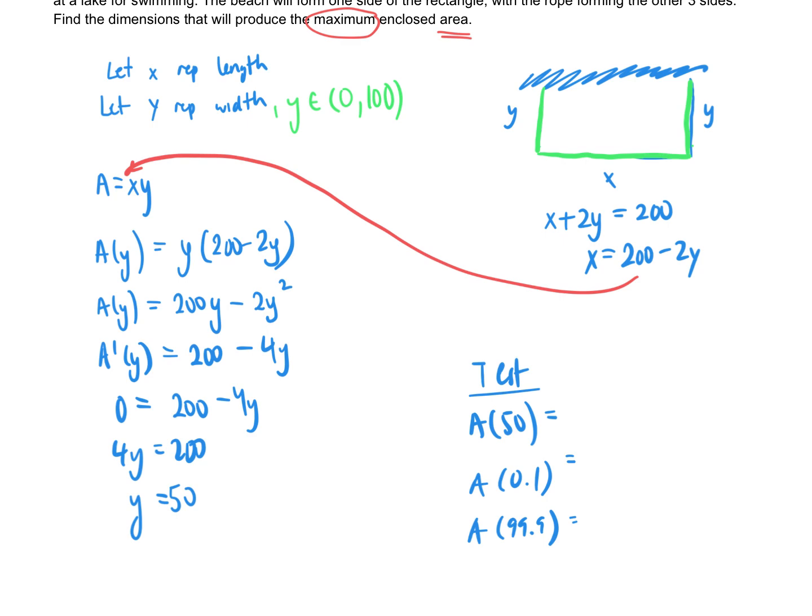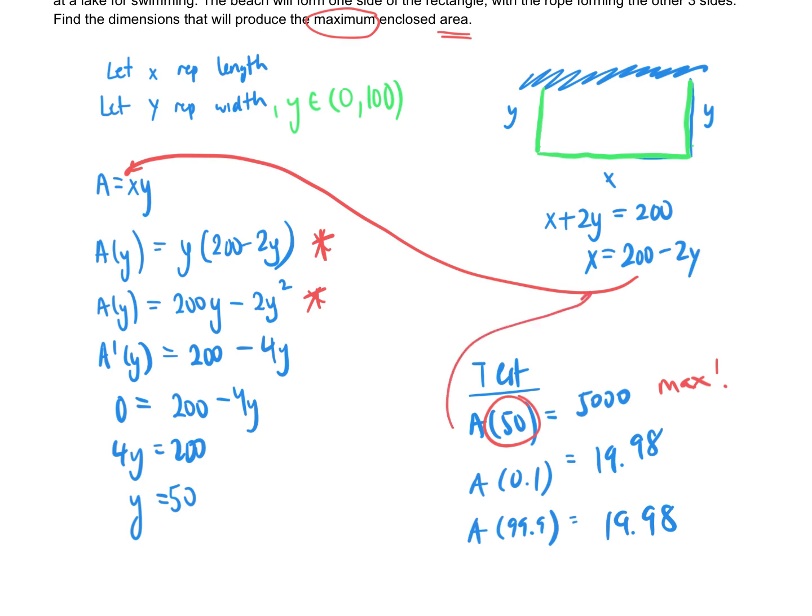When I plug in that critical point of 50 for my area, so I'm going right in here, or here, doesn't matter, I get 5,000 meters squared for that area. When I plug in 0.1, I get 19.98. That's not good. When I plug in 99.9, I also get 19.98. That's not good either. I want my maximum. Here it is. So here's the width. To get my length, I'll plug it in here. 200 minus 2 times 50, and I get 100 meters.